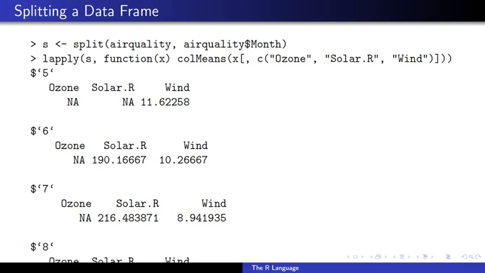And you can see lapply is returning a list back, where each element of the list is a vector of length 3, which is the mean for ozone, the mean for solar radiation, and the mean for wind within that month. And so you can see that for most of the months, the ozone value is NA, and that's because when I take the mean of that column, there are missing values in that column, and I can't take the mean if there are missing values. So the result when I take the mean is that I just get a missing value back.